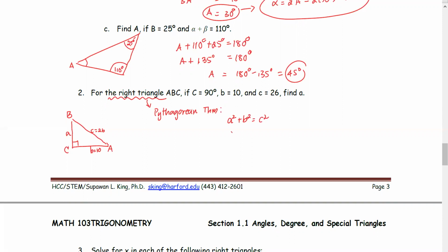The a is what we are looking for. The b squared is 10 squared. The c squared is 26 squared. Or a squared equals 26 squared minus 10 squared. Then get the number out. 26 squared is 676, minus 100, or 576. So a is the square root of 576, or 24.